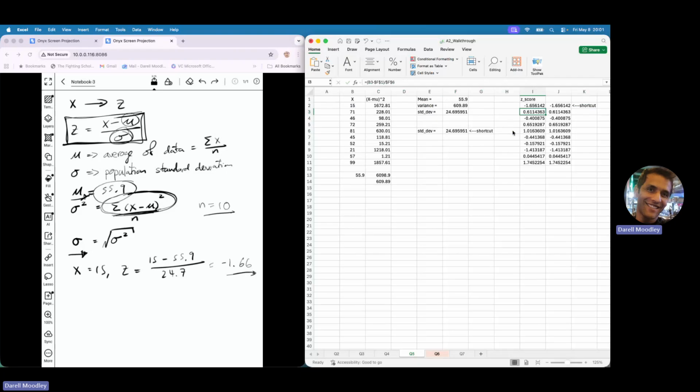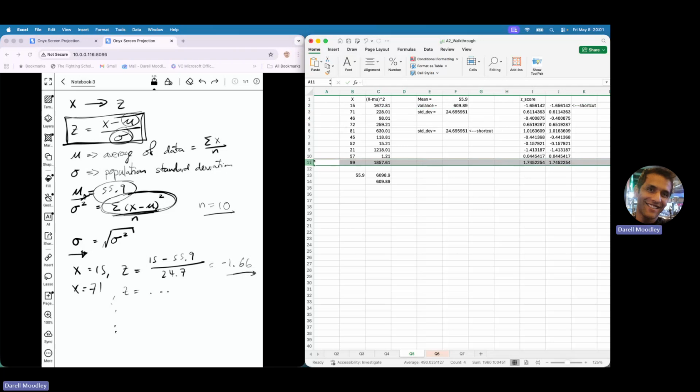I would have to do this for all my x values. So I'll do it for the next row, which is 71, then I'll do the same thing for 46, all the way to the last value. You've got to do it for all of them. Each of them will have a corresponding z value.